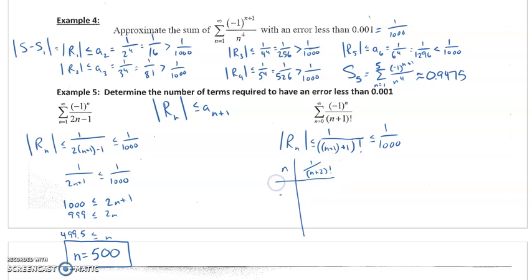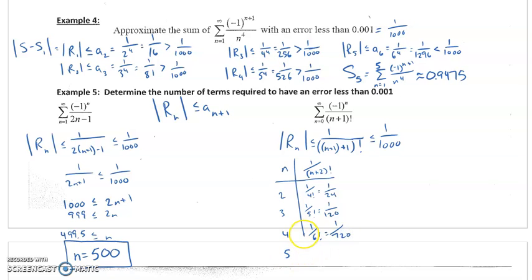So maybe I'll start with n equals 2. I'll skip n equals 1. I don't need that one. When n equals 2, 2 plus 2 is 4. 4 factorial is 24. Not big enough. When n equals 3, we get 1 over 5 factorial. 5 factorial is 120. Still not big enough. When n equals 4, we get 1 over 6 factorial, which is 1 over 720. Again, still not big enough.